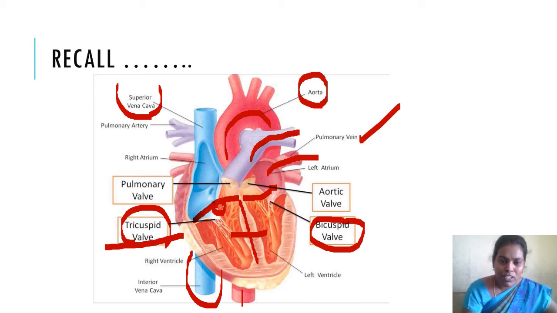There are 4 important blood vessels present in the heart. One is the superior vena cava and also the inferior vena cava, which open into the right auricle. The second one is the pulmonary artery, which reaches the lungs. Then the aorta, which sends the blood to all parts of the body, and the pulmonary vein, which carries pure blood to the left auricle. This is about the heart and the blood vessels.